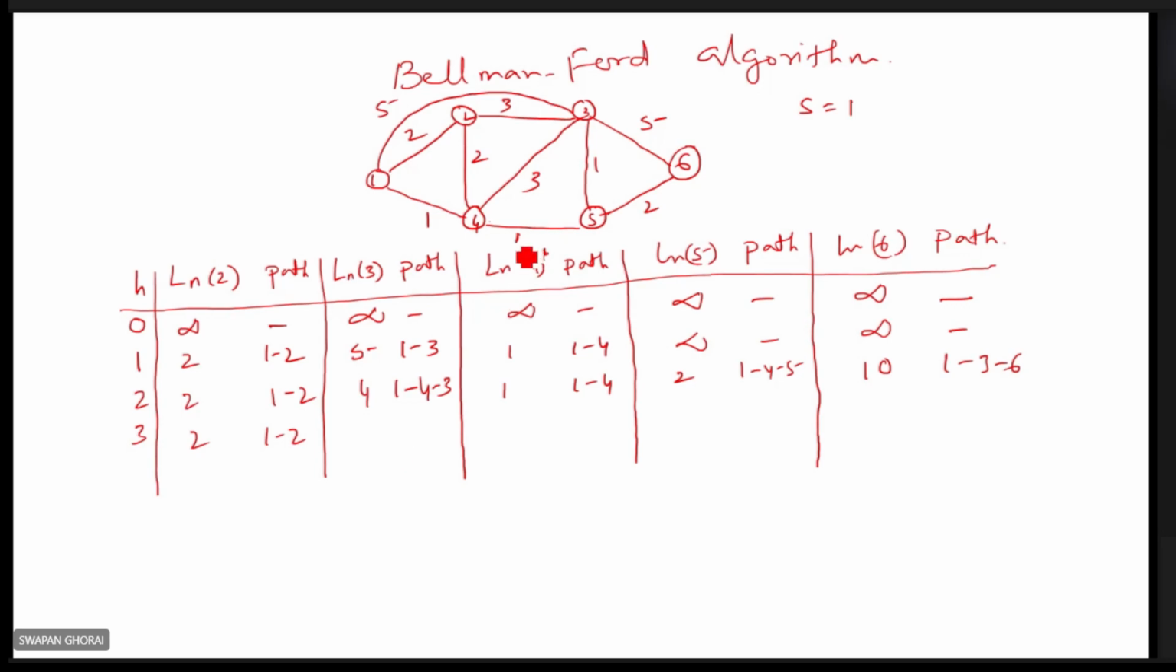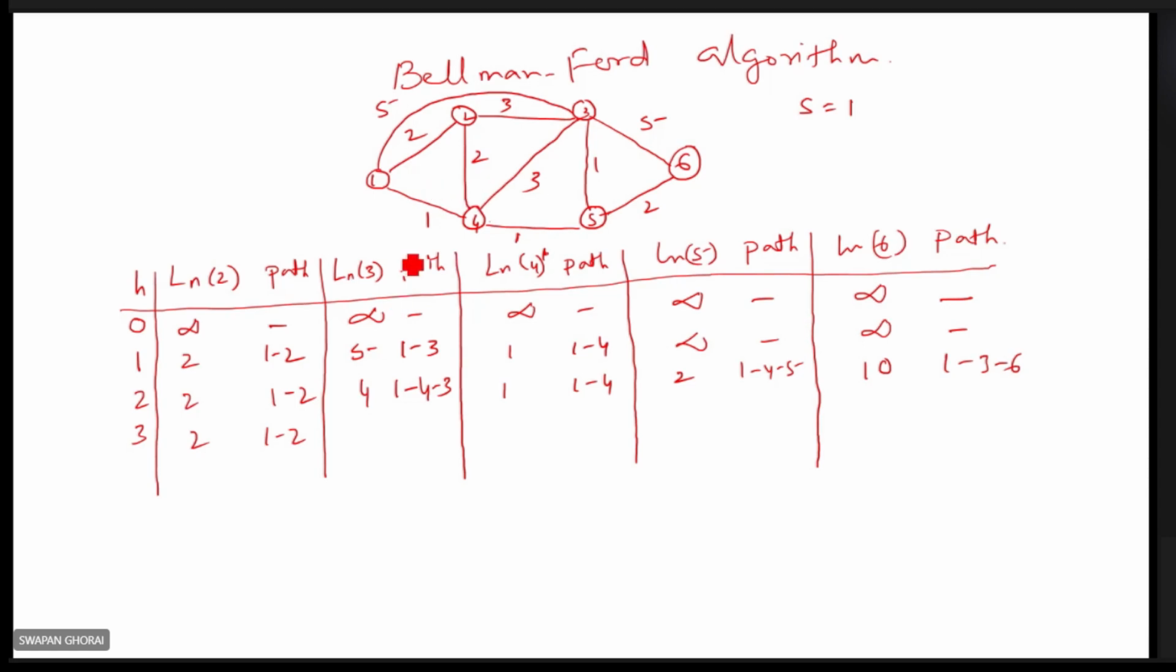Can we check it? 1, 2, 3. Whether any other path is possible which will be less than 4? Yes, it is possible. You can see it here: 3 hops, 1, 2, 4, 2. No, which one? 1, 2, 3.